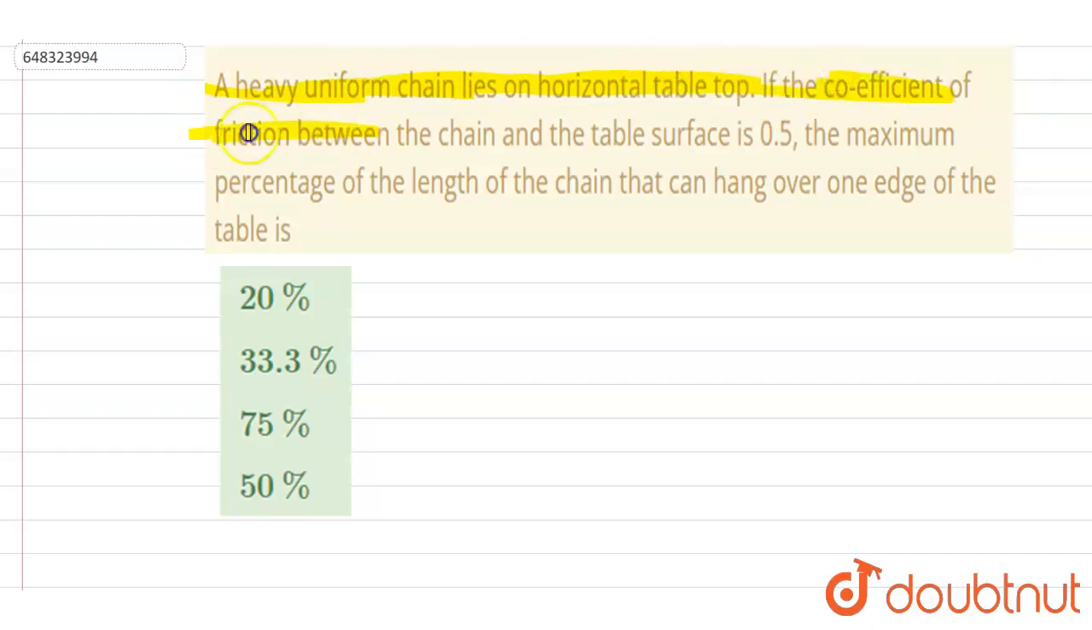Hello everyone, a heavy uniform chain lies on a uniform table top. If the coefficient of friction between the chain and the table is 0.5, what is the maximum percentage of the chain that can hang over one edge of the table?